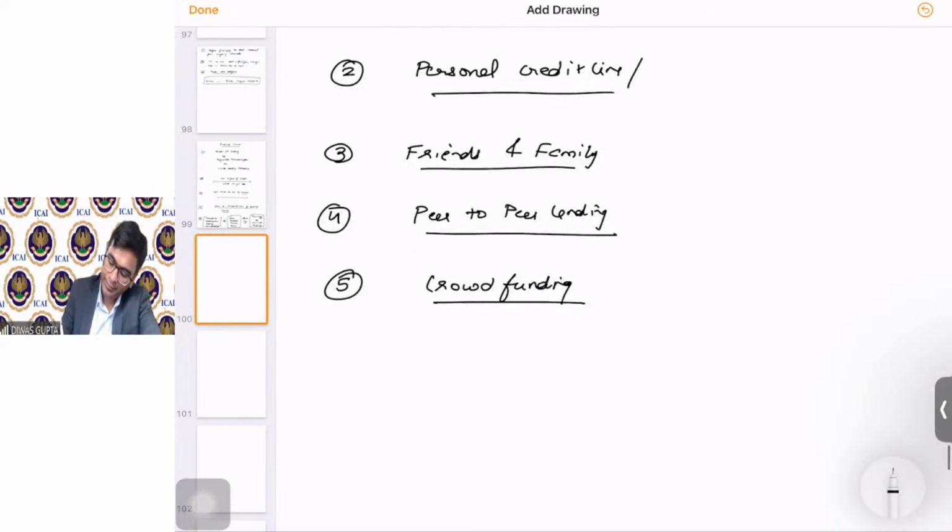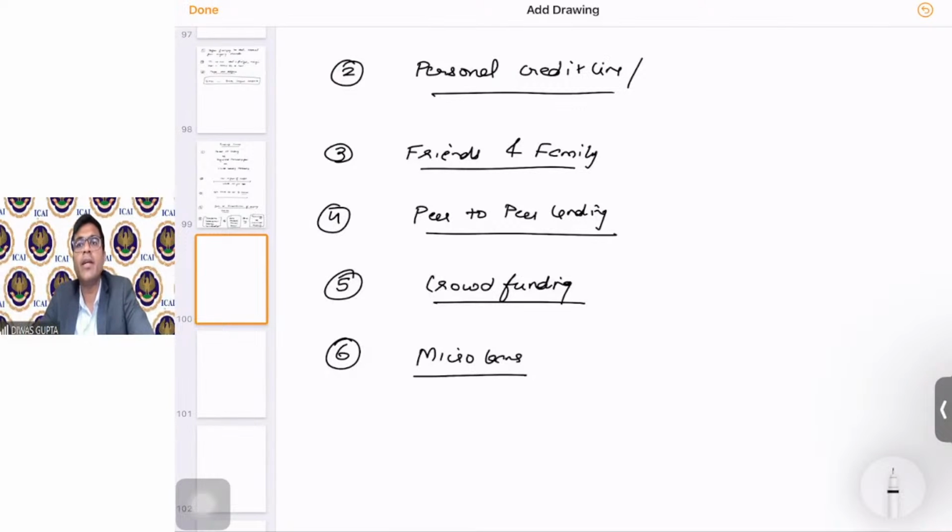Microloans. So you would have heard, students, while understanding from the bank's perspective, that banks have a separate division of microloans, wherein they give loans at a cheaper rate to new businesses who are starting at a very slow scale, or let's say at an early scale, right? So these microloans are available from the banks.